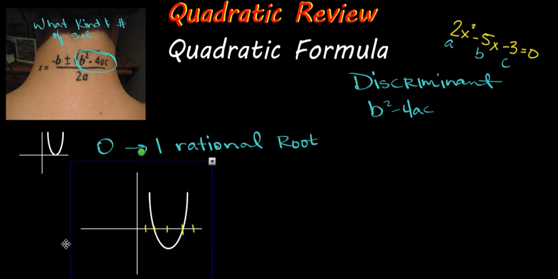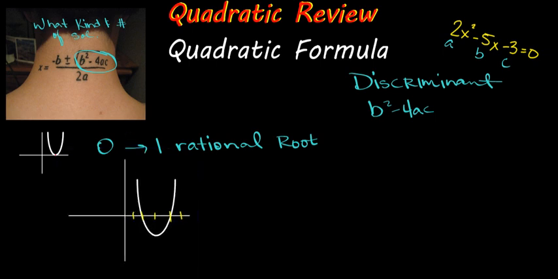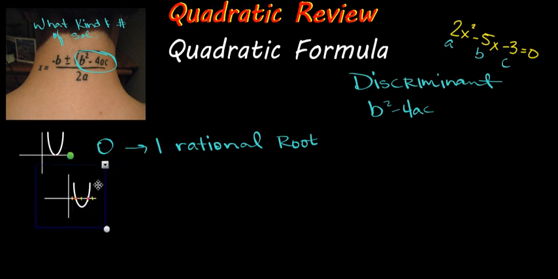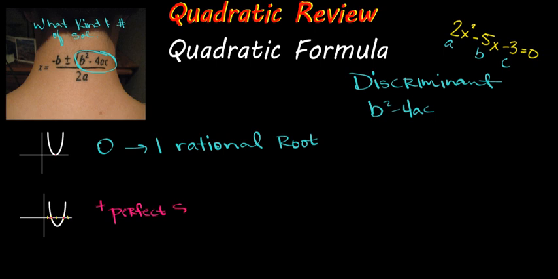Now, if you get an equation like this that lands at two perfect numbers, like this one that would land at a 2 and a 4, the only way you're going to get solutions like that is if you end up with a positive discriminant and it's a perfect square. Now I'm talking about 9, 16, 25, one of those perfect squares. Now if that happens, you're going to end up with 2 rational roots.